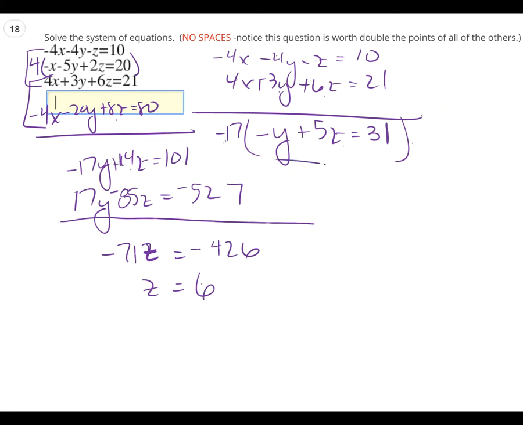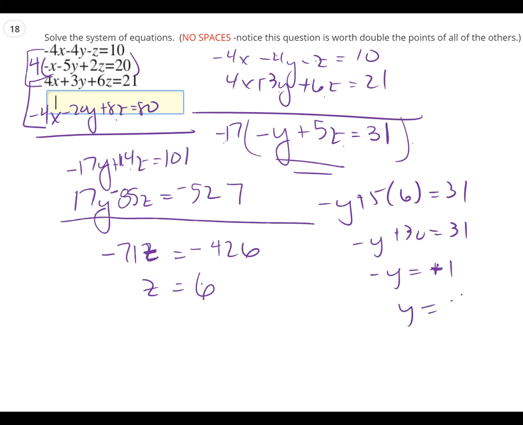Okay, we're going to take that. We're going to plug it into one of them. I'd probably go here. So negative y plus 5 times 6 equals 31. Negative y plus 30 equals 31. Negative y equals negative 1. Sorry, 1, right? Divide, you get negative 1. That's a 1. And then I'm going to take that, I'm going to plug it into probably the second one. So we've got negative x minus 5 times negative 1 plus 2 times 6 equals 20. Negative times a negative is positive.